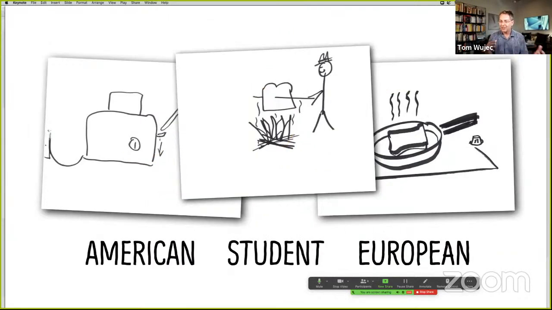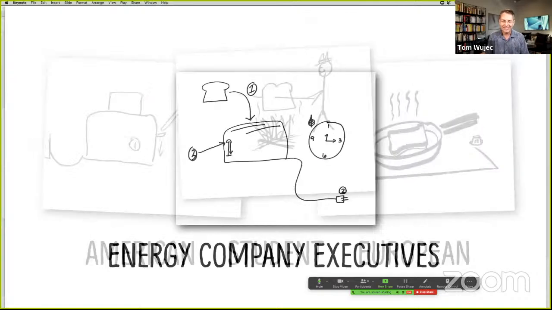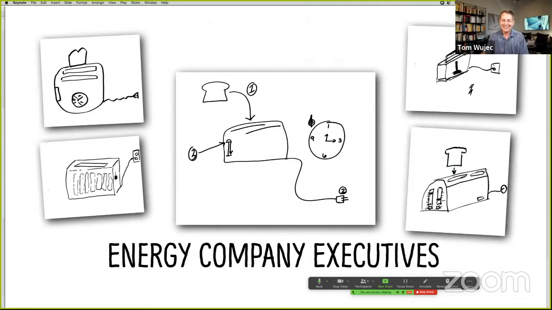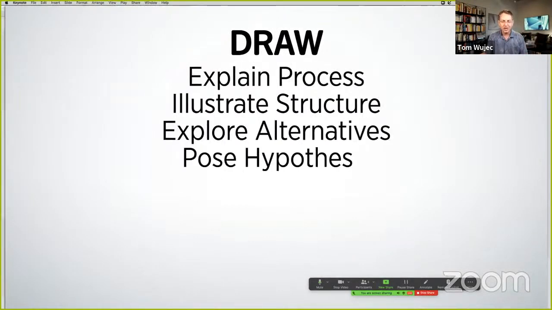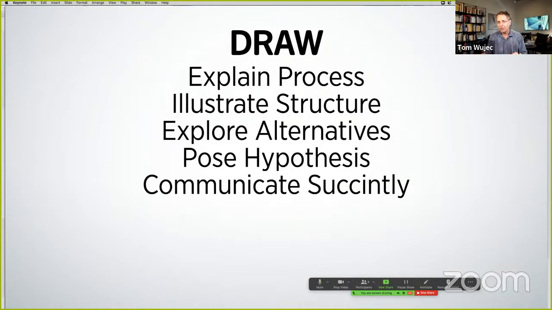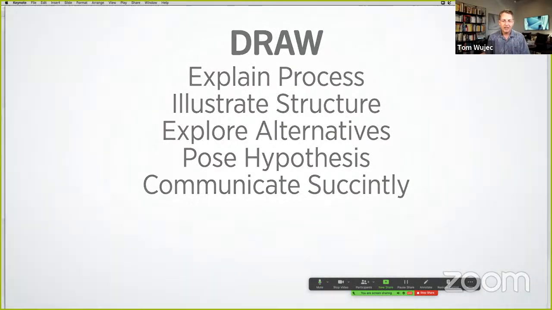Different people have different models. One of the benefits of drawing out ideas is that we get to see each person's biased mental model. Americans draw pictures with toasters. Many Europeans, not all, draw pictures with frying pans. And students, you've got to ask them. Energy executives draw pictures very often, but 60% of them with electrical outlets, much more. So drawing allows us to explain processes, illustrate structure, identify alternatives, pose hypotheses, and communicate succinctly.